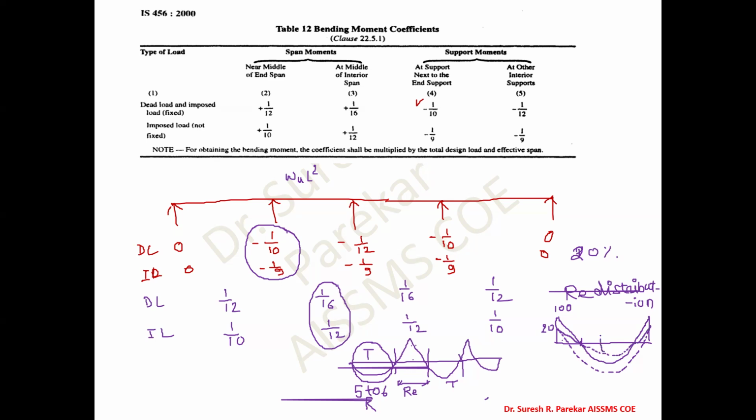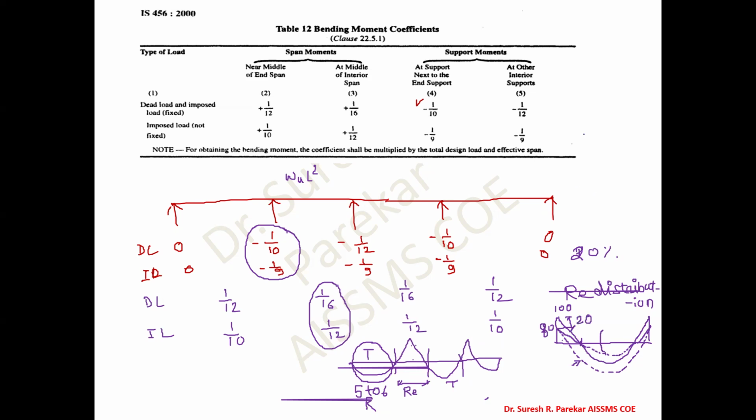Here the values are reduced at each point by 20%, and in this curve we are taking 20 kilonewton per meter downwards. So this is 80, and this value we have taken as the redistribution, that is 20%, so this is 20.